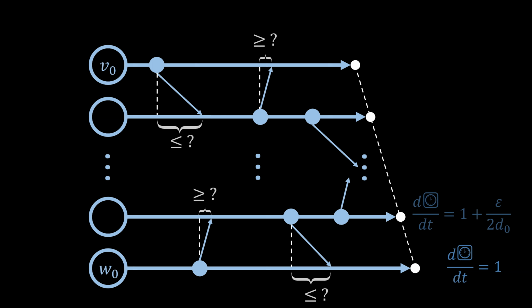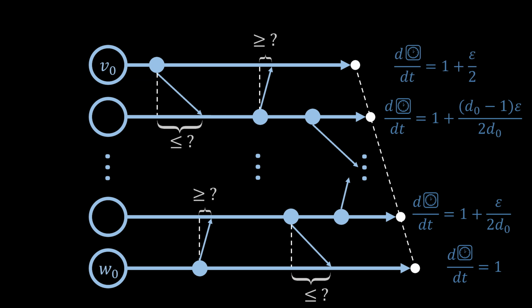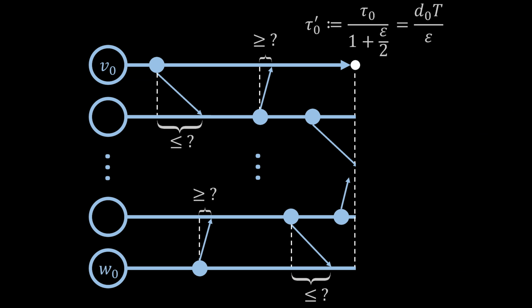The clock rate of W0 remains 1, but all nodes on the path to V0 run slightly faster. Node V0 has a clock rate of 1 plus half of epsilon for the duration of the execution, so it reaches the same clock value after a duration that is shorter by the same factor. Let's focus on the execution until exactly the point in time when V0 reaches the same clock value.